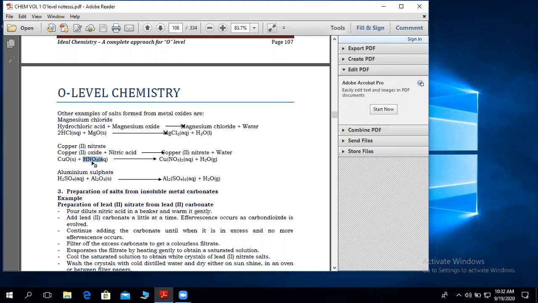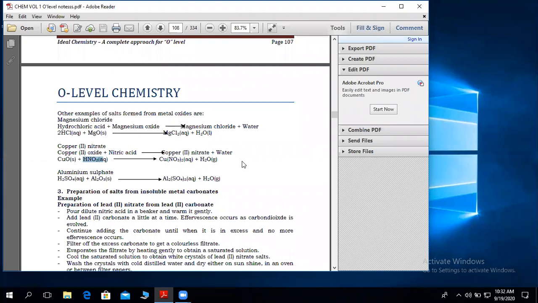Nitric acid is this one, for those who don't know. So please, the choice of the acid you are going to use matters. For you, when you see zinc chloride, magnesium chloride, copper 2 chloride, then you should use hydrochloric acid. When you see copper 2 nitrate, you think a nitrate can come from sulfuric acid? No, you should use nitric acid.